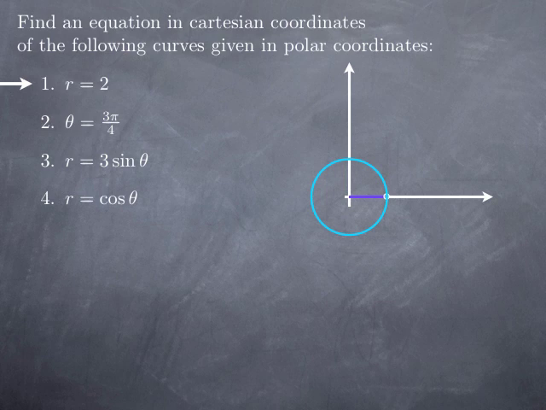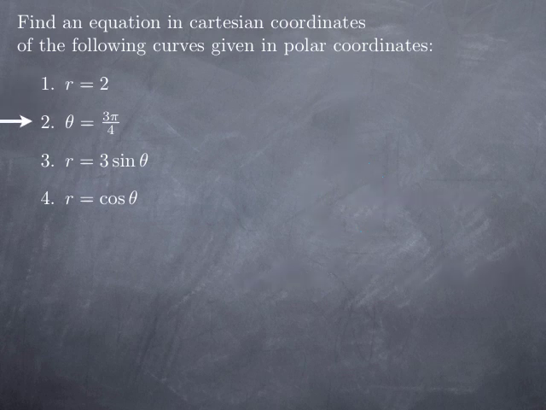And we know that the Cartesian equation for this circle is going to be x squared plus y squared equals 2 squared, where the radius is 2. Or specifically, because if r is 2, then r squared is 4. And r squared, as we know, is the square of the distance to the origin, so it is x squared plus y squared.